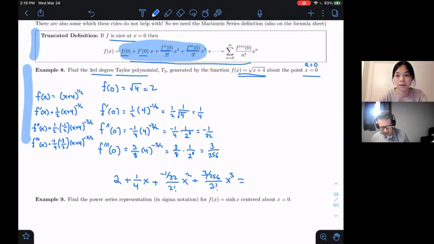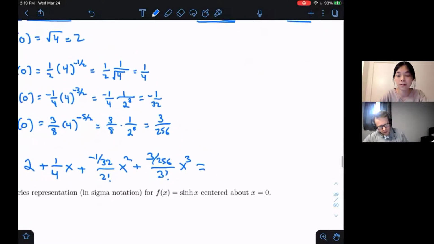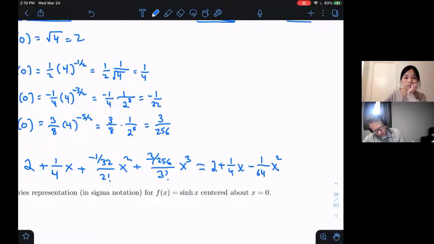Let's go ahead and take one line to simplify it, and then we'll take some questions here. So 2 plus 1/4 x minus 1/64 x squared and plus 1/512 x cubed. So this is with it all being simplified down.